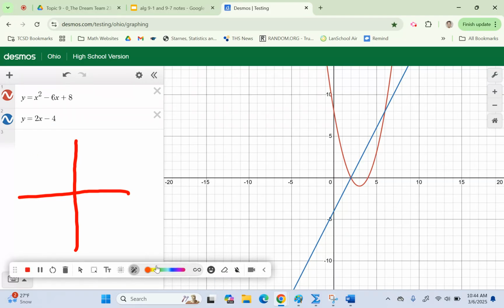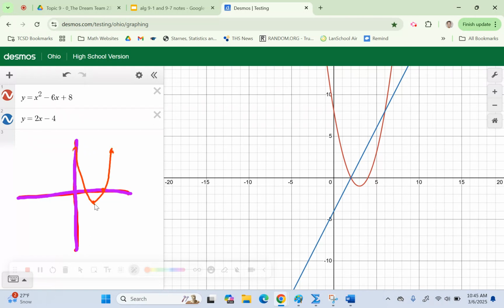So I apologize. Let me do this in purple then. So there's the coordinate plane in purple. I'm surprised I don't have black as one of my colors. I don't know. Okay, so let's do this in red. Okay, so I'm going to use the vertex, which is right here. I'll use this x-intercept and this x-intercept, so they're kind of really close together. So something like this. Sure.